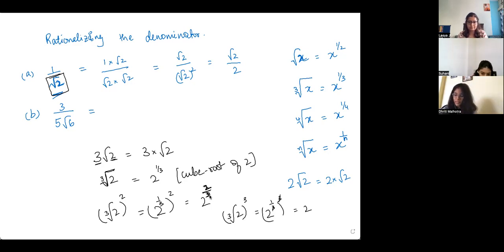Miss, there is no root sign in the keypad to type. In the numerator there's no root sign. Root is only for 6. No, on the keypad, I'm saying to type the answer. Oh, just type it as root. R-O-O-T.